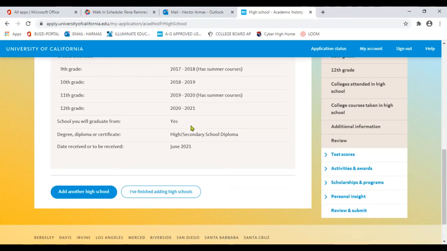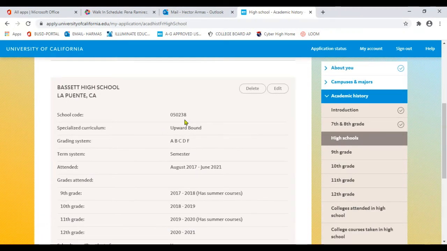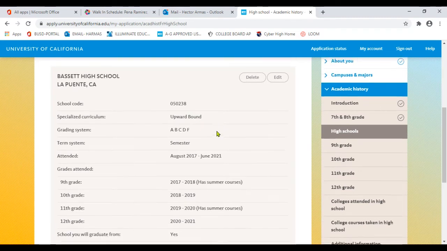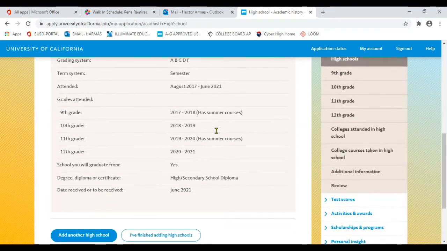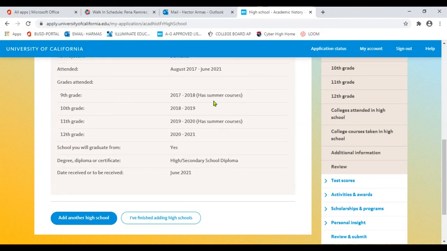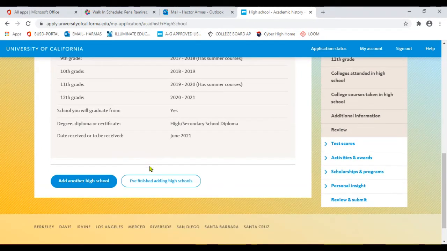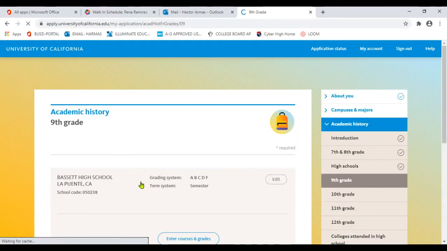Basically, it just says here that yes, this is a school code. I am in Upward Bound because I'm in a special program or health academy or whatever other career pathways are there. There's a grading system. I have summer school classes that I completed after my 9th grade and also after my 11th grade. So it's just a little nice review. And then I'm going to say I have finished adding my high schools. I'm going to click on here since I only went to 1 high school. If I attend another high school, then of course I will select the other link.